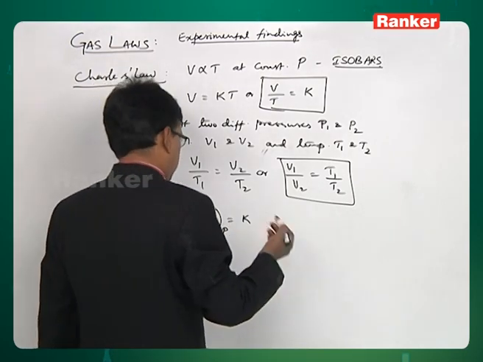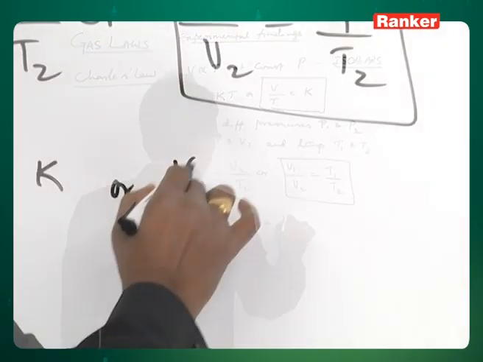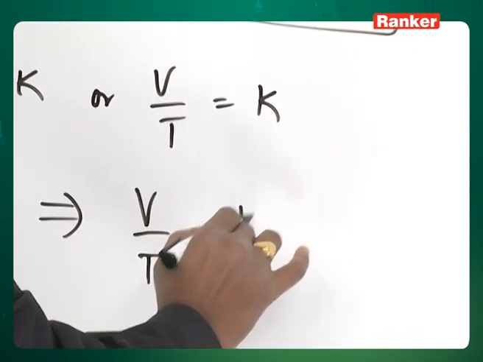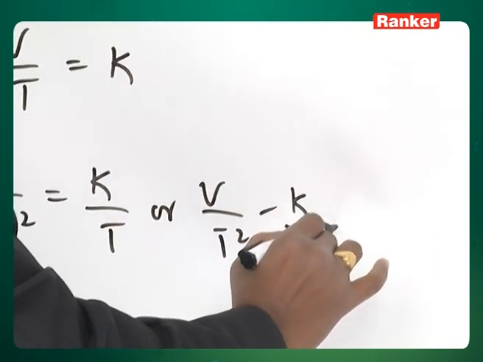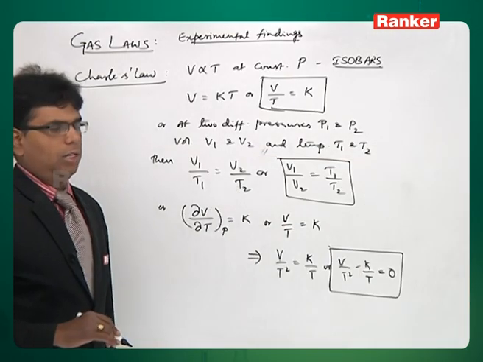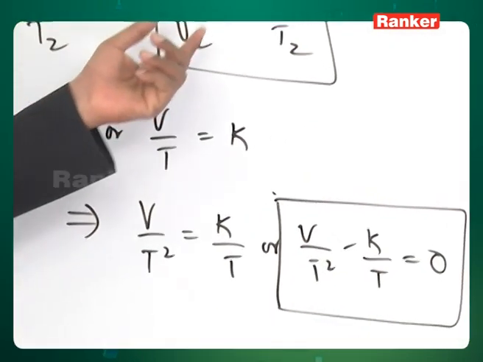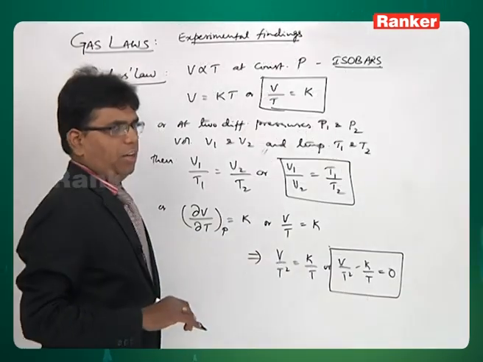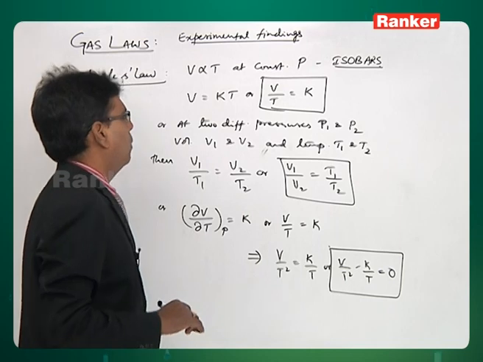Or, as V by T is equal to K, it implies V by T square is equal to K by T, or V by T square minus K by T is equal to 0. This is another way of giving the Charles law. So all these are the different mathematical forms in which we can explain this Charles law. Now, we draw the graphs for V versus T at constant pressure.